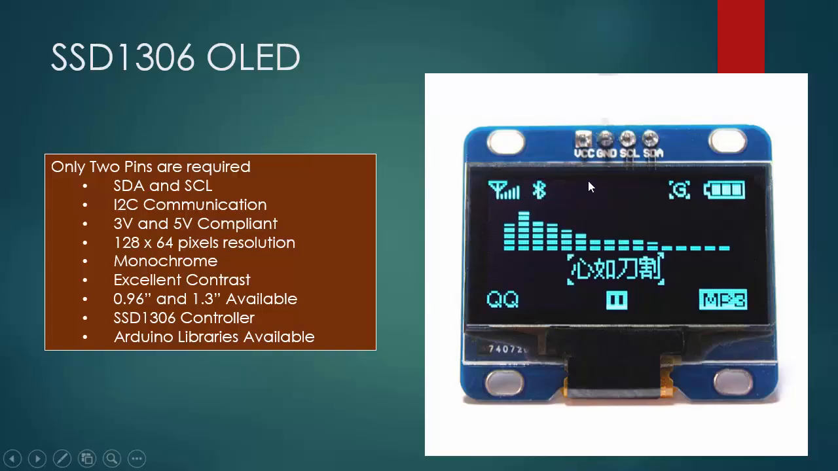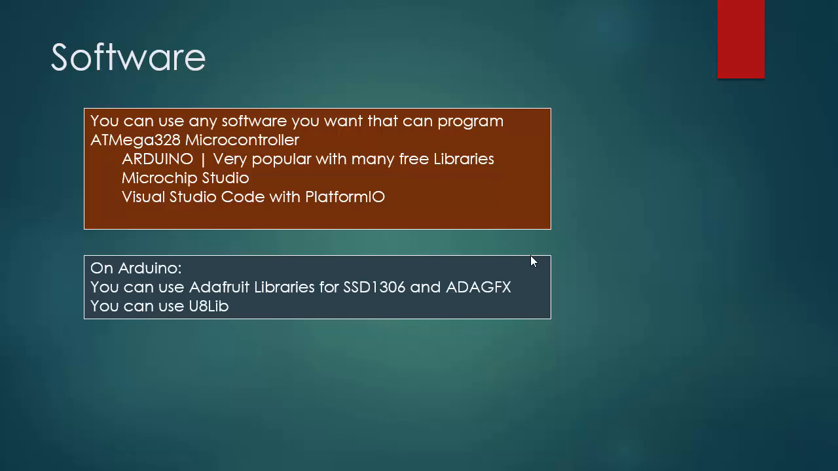The beautiful thing is that the Arduino has a number of libraries already available for these devices. So we will be using those libraries along with our library to make it work. For software, you can use any software with which you can program AVR microcontrollers, like Microchip Studio, Visual Studio Code with PlatformIO, or even the simple Arduino IDE, which is a very popular development environment, and many libraries are freely available. So it will be good.